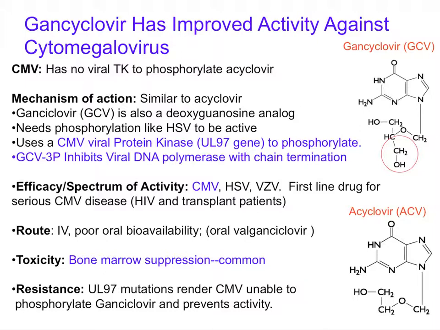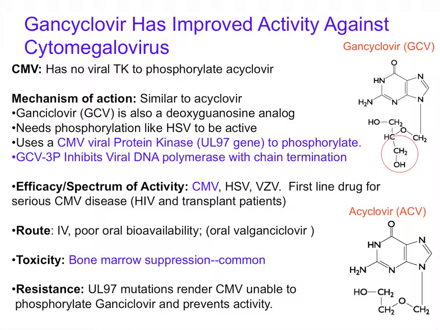So the next drug that is important to know is that, given that acyclovir doesn't have activity against CMV, it raises the question of what can you use against serious CMV infections. And the drug that we commonly use, and that is the first line for CMV, is ganciclovir. Now, ganciclovir and acyclovir are really very, very similar, and so there's not a lot more to remember.